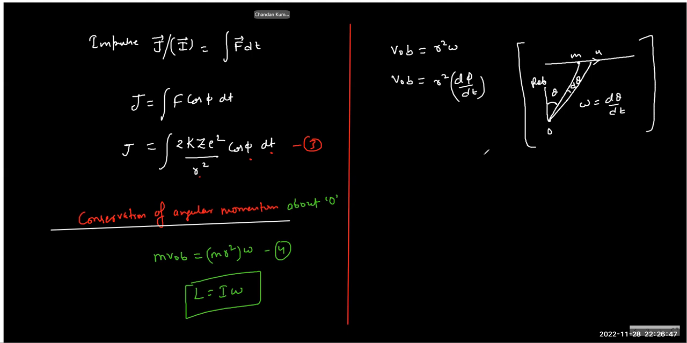Is this clear as of now? Even if you don't know, try to remember what I'm saying. The definitions are very important. What is the angular velocity of a particle? It is the rate at which the position vector changes its orientation with some reference. So V not B, we can write as R square d phi by dt, and that is the beauty. Now dt is R square d phi upon V not B.